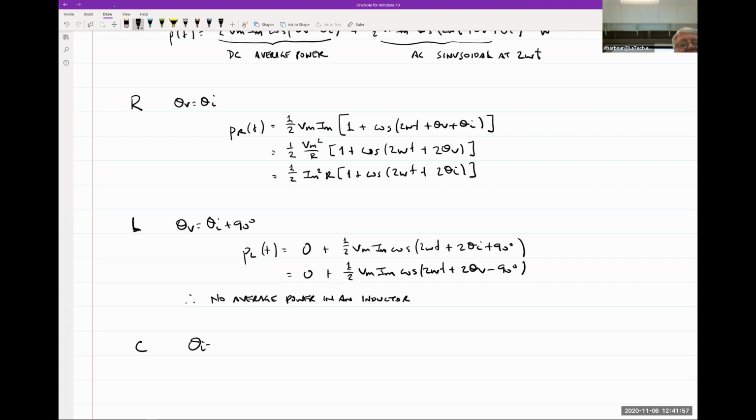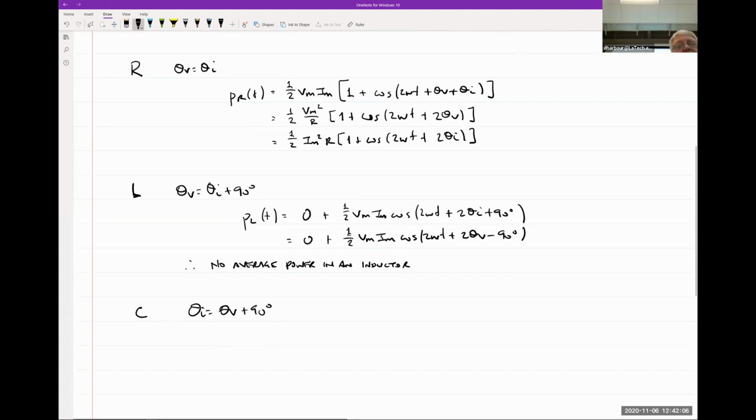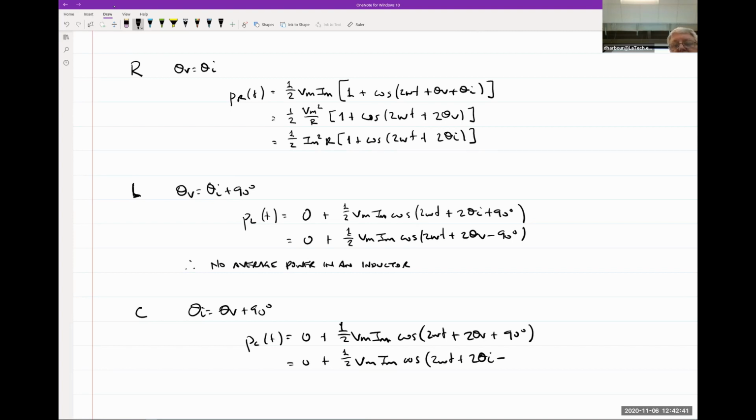So for a capacitor, same thing. Theta I equals theta V plus 90 degrees. The current leads the voltage by 90 degrees in a capacitor circuit. So same thing there. The first term, the average power term, is going to have a cosine of 90 degrees in it. That's going to be 0. And then the second term is going to be there. So instantaneous power for a capacitor: 0 plus 1/2 Vm Im cosine(2 omega t plus 2 theta V plus 90 degrees), or 0 plus 1/2 Vm Im cosine(2 omega t plus 2 theta I minus 90 degrees). And all of this power that we're talking about here is in watts. Okay. And again, no average power in a capacitor.